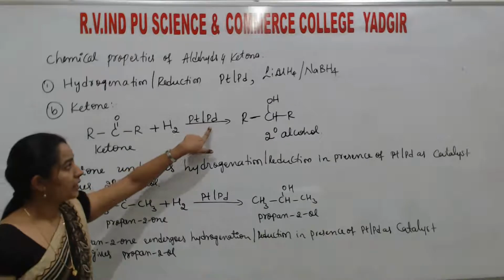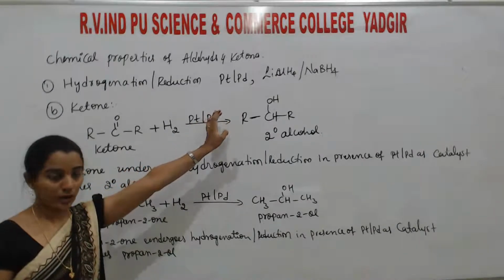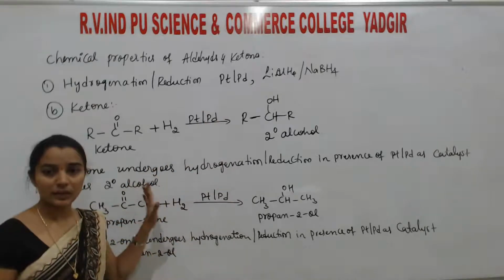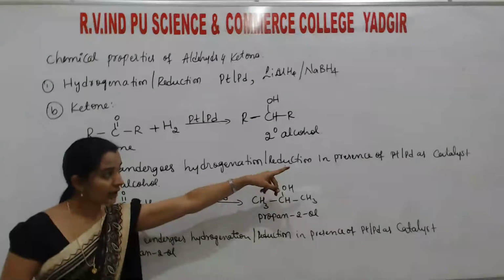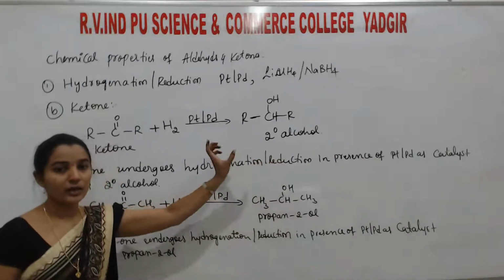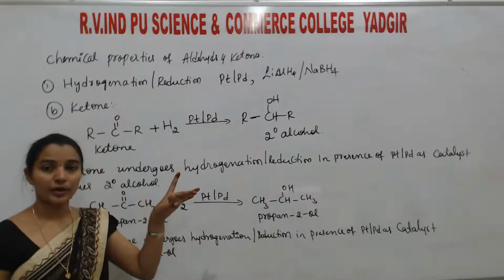So in the place of platinum palladium, as I told you, we may take lithium aluminium hydride and sodium borohydride. The reaction follows the same thing. Only the change is in this explanation. So in the presence of platinum and palladium, you have to take lithium aluminium hydride and sodium borohydride.